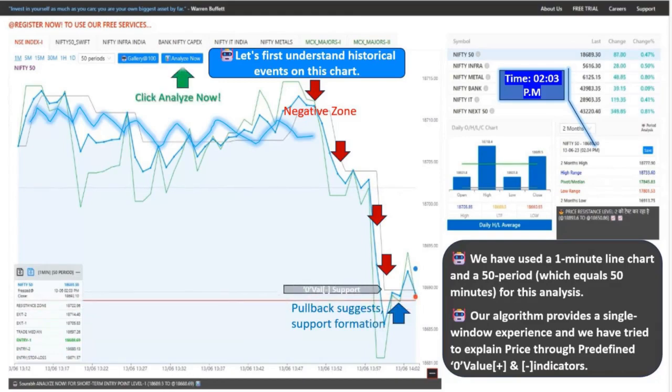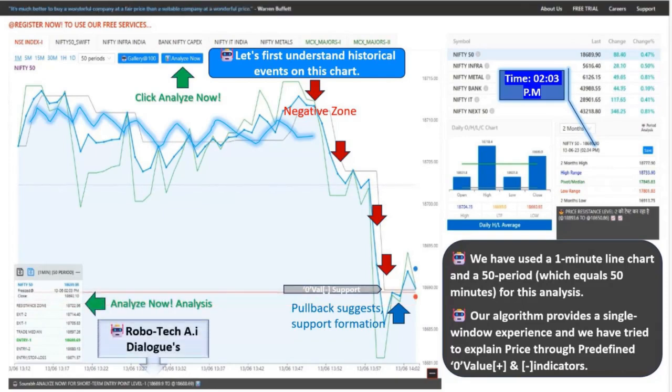Here, the zero-value minus line becomes constant. I view this as a short-term trading opportunity, so I clicked Analyze Now Algo to develop a strategy. Through this, we can create a strategy with a single click, guided by Robotech AI.